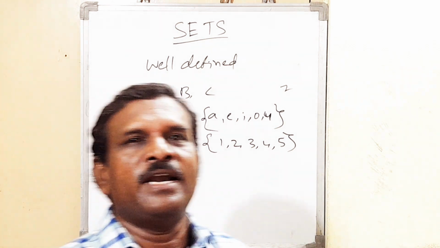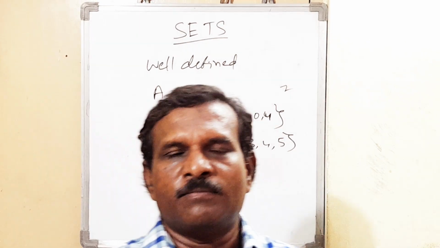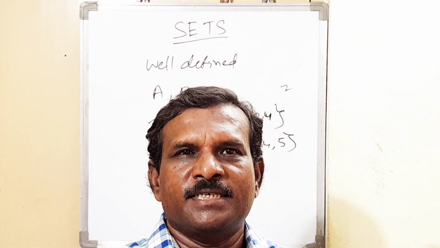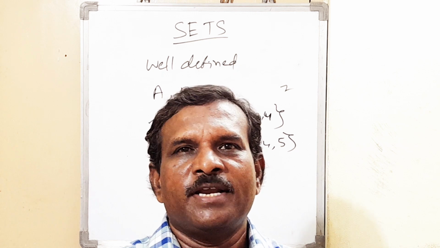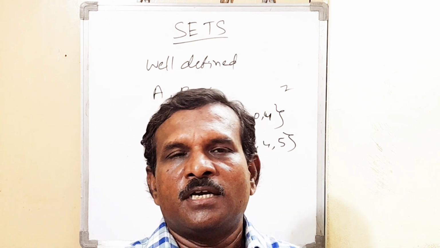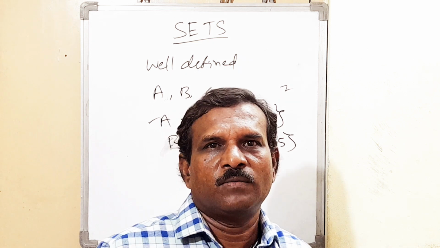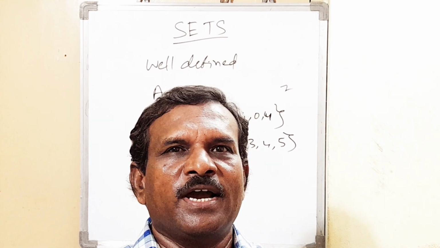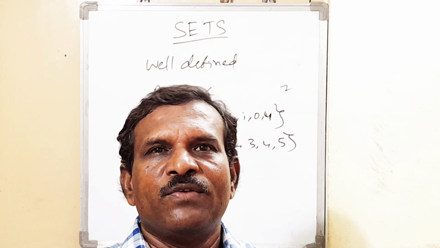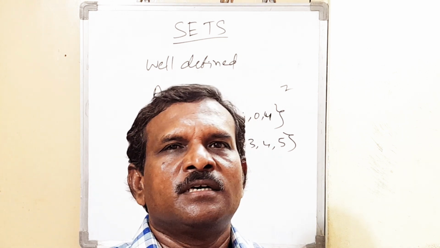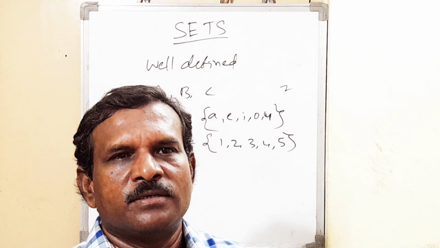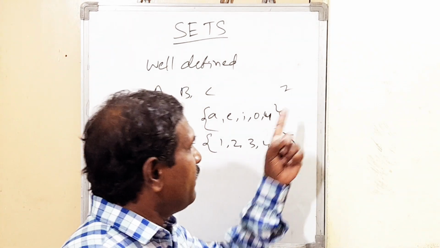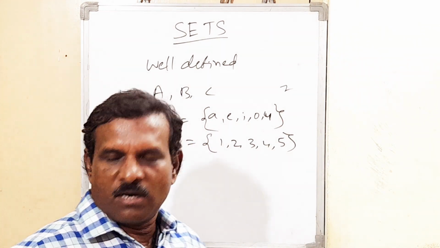Then what is not well defined? If you use some adjectives, like, suppose in your class, good boys. Suppose very good player. Here, good, in the sense, we are not giving any criteria for that. So it is not well defined. So whenever you use good, beautiful, ugly, for all these, this is not well defined. So well defined means you should be very clear about whether the element belongs to the set or not.